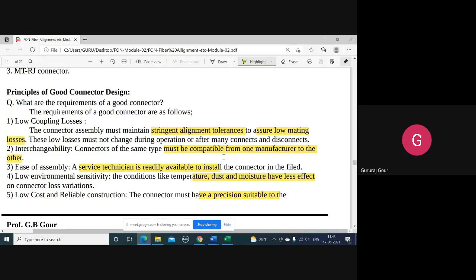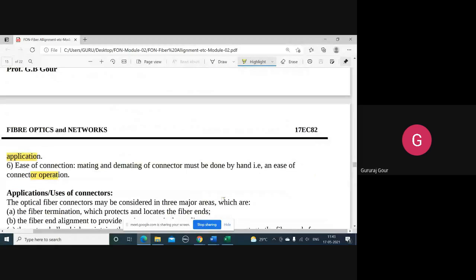Ease of assembly: a technician can easily understand and install it. Low environmental sensitivity: it should not vary much with conditions like temperature, dust or moisture; these should have less effect on the connector. Low cost and reliable construction. The connector must have precision suitable to the application.